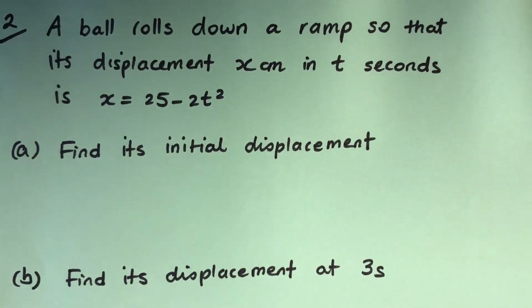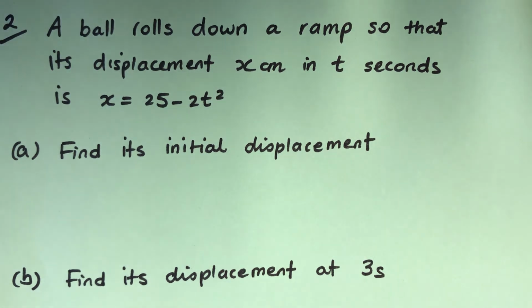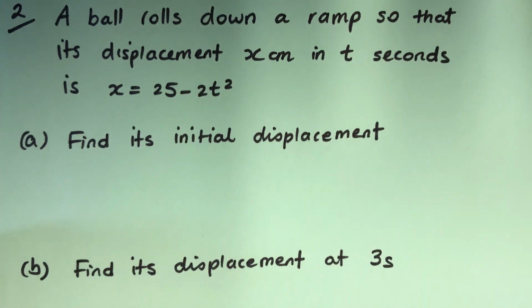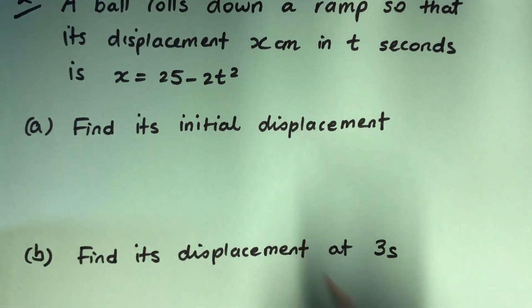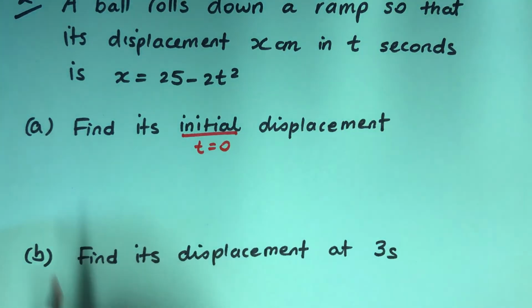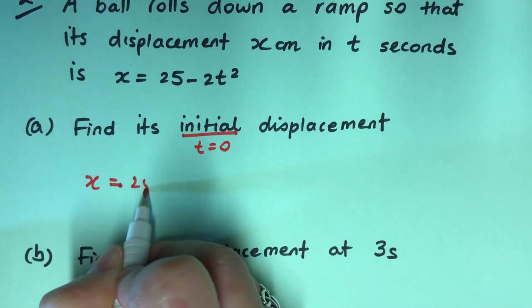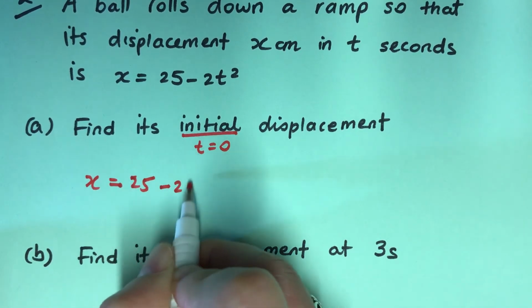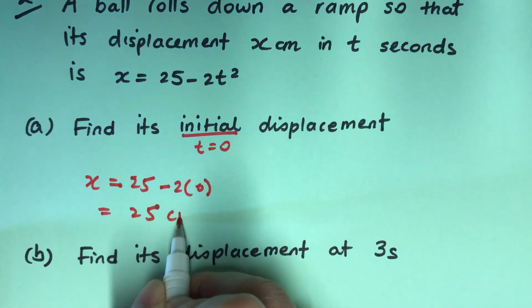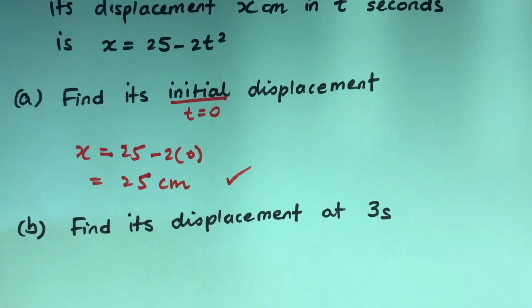A ball rolls down a ramp so that its displacement, x centimeters in t seconds, is x equals 25 minus 2t squared. Again, it's a parabola. It's concave down. Okay, so that's not too bad. Doesn't look that complicated. Find its initial displacement. That's t equals 0. So x equals 25 minus 2 times 0, it'll be 25 centimeters. Okay, so that's all good.